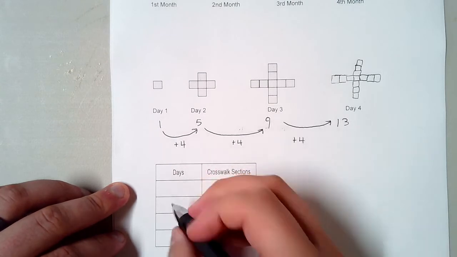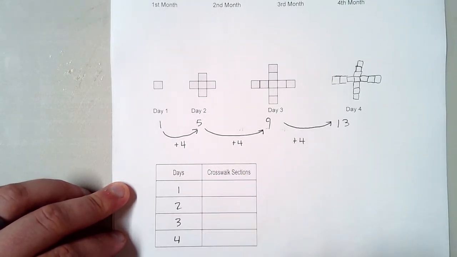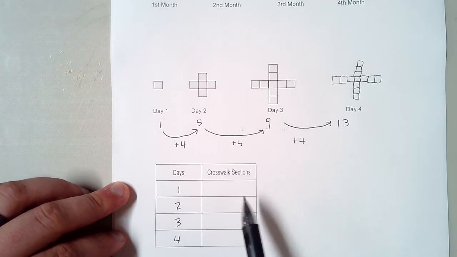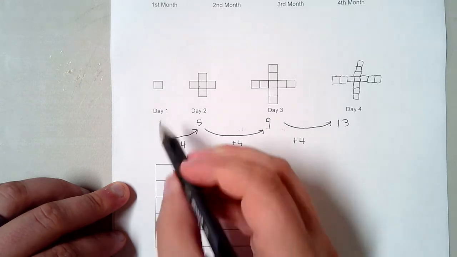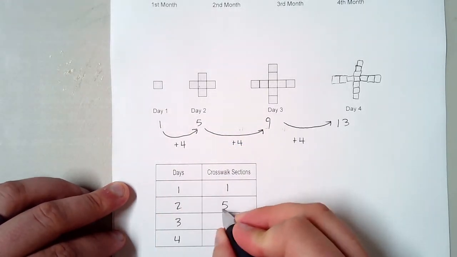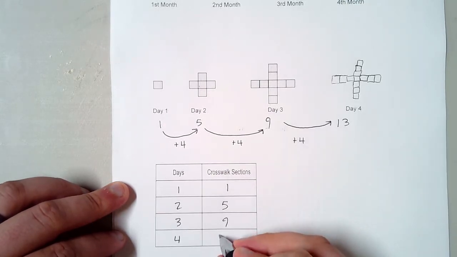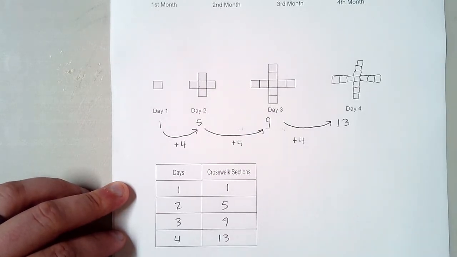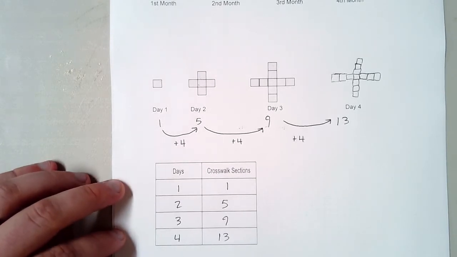It looks like we're talking about 4 days. So I have day 1, day 2, day 3, day 4. And how many crosswalk sections or pieces do we have at each day? Well, at day 1, we had 1. Day 2, we had 5. Day 3, we had 9. And day 4, we had 13. Okay. And I want to be able to take this information and put it onto a graph.